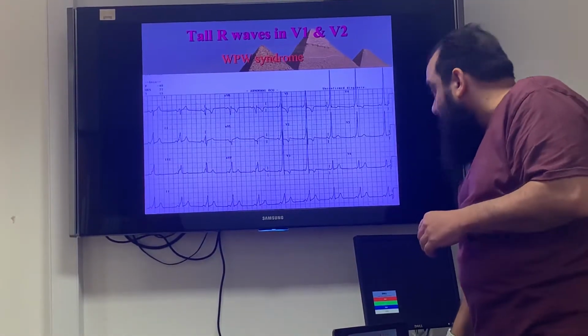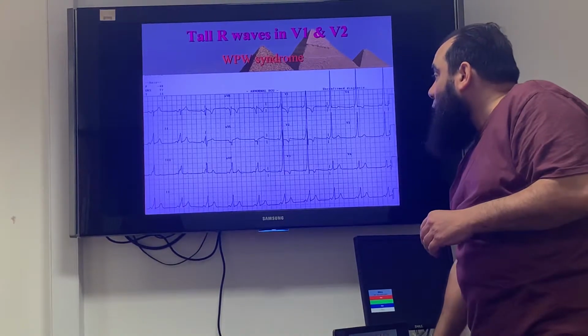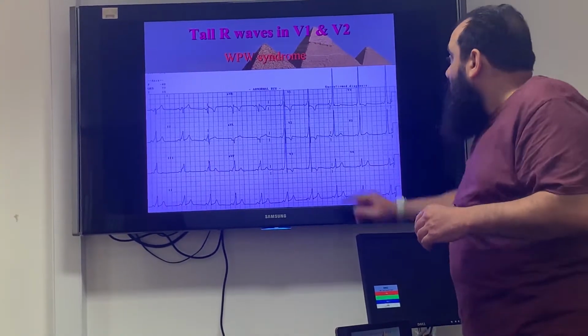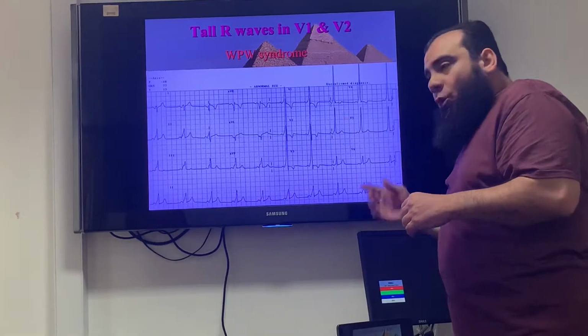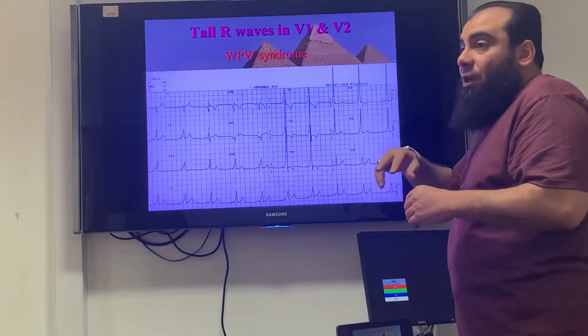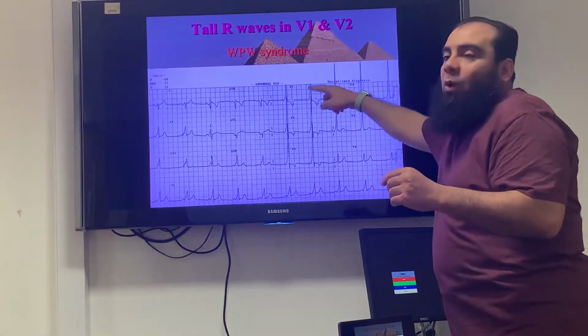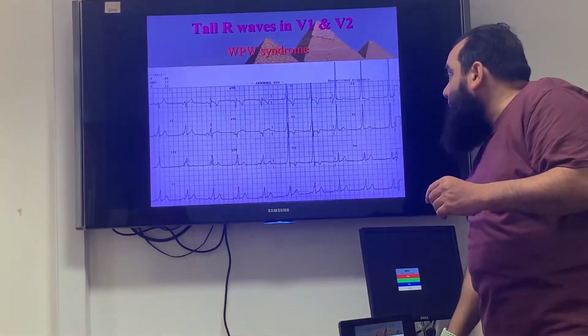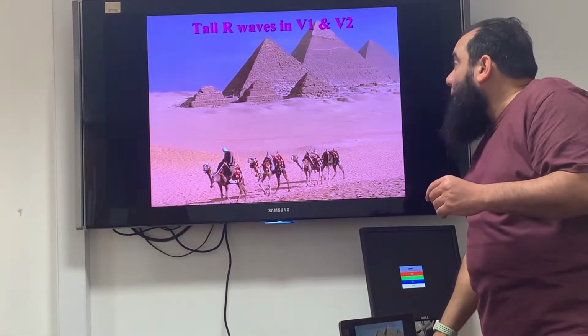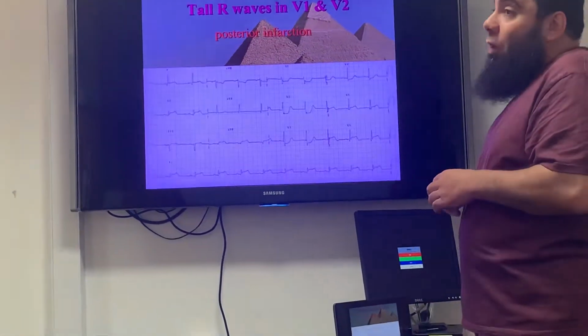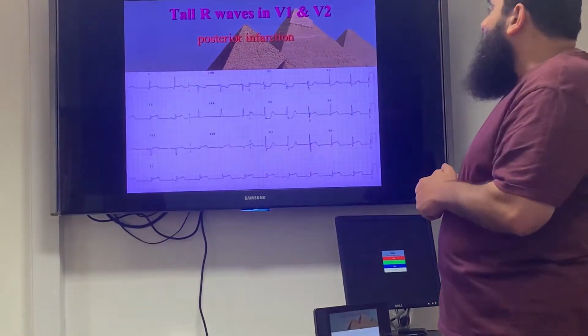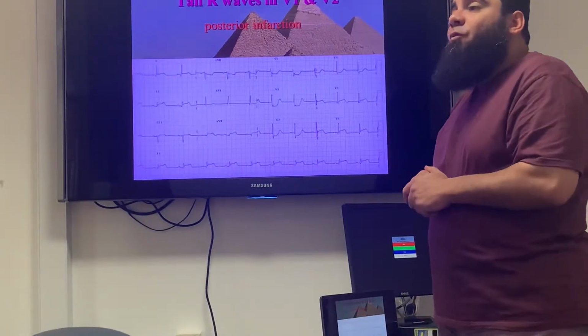So it's again the same ECG as previously, just to have a quick look with a positive one. I'm not going to show an ECG for the other type, type B, type 1 or type A, because I'm just discussing tall R waves in V1 and V2, which is abnormal. Another cause of tall R wave in V1, V2, as I told you, is the presence of posterior infarction.